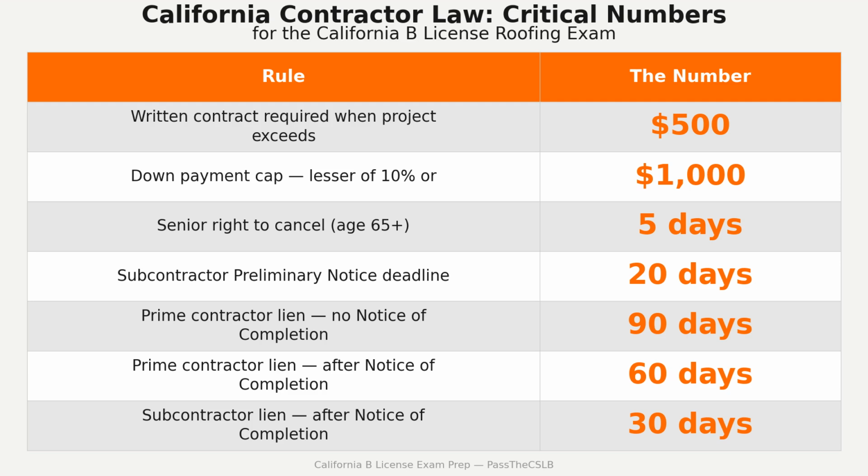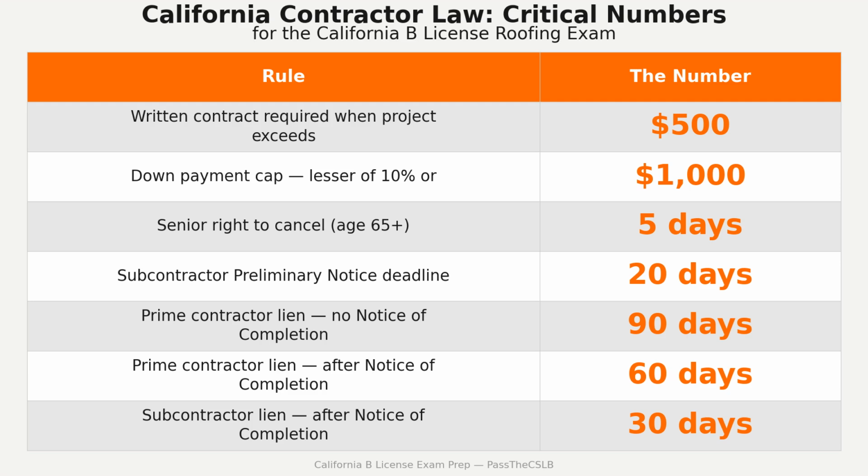Collecting more than the legal maximum is a potential misdemeanor under California law, and the licensing board can use it to suspend your license. Not for bad work, for the wrong deposit amount. 20 days to notice. Subcontractors and material suppliers must serve a preliminary notice within 20 days of first furnishing labor or materials. Miss the window and lien rights are restricted to only the work performed in the previous 20 days.